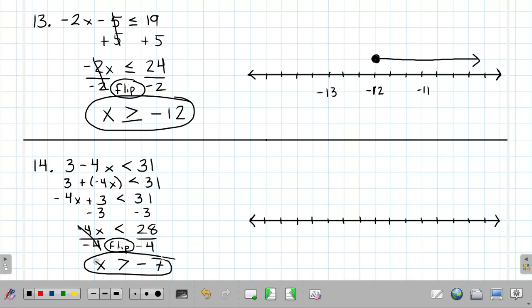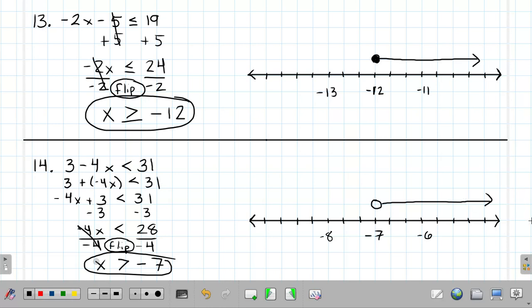Okay. So once again, we start where the number is here. So -7, -6, -8. In this case, we'll have an open circle because x cannot be equal to -7. And then once again, our arrow goes to the right because we want numbers that are bigger than -7.